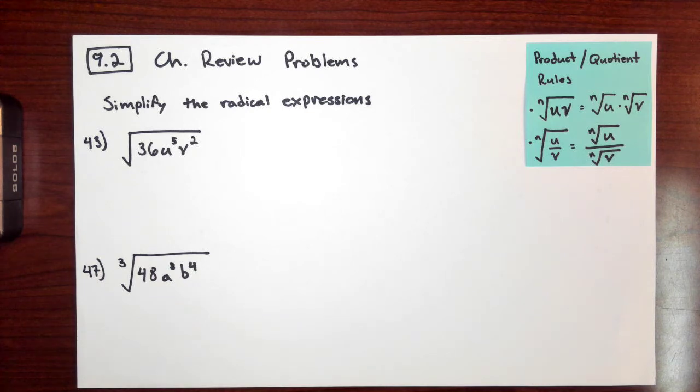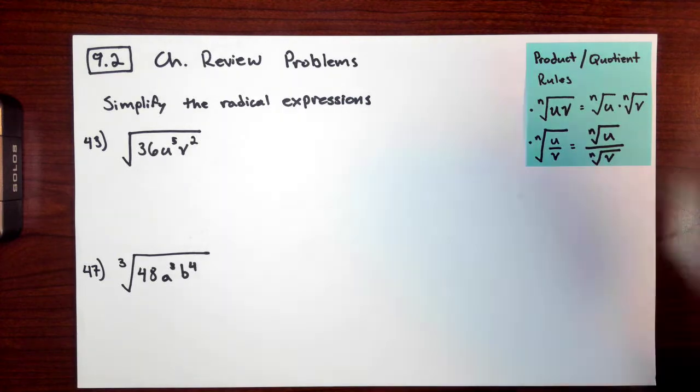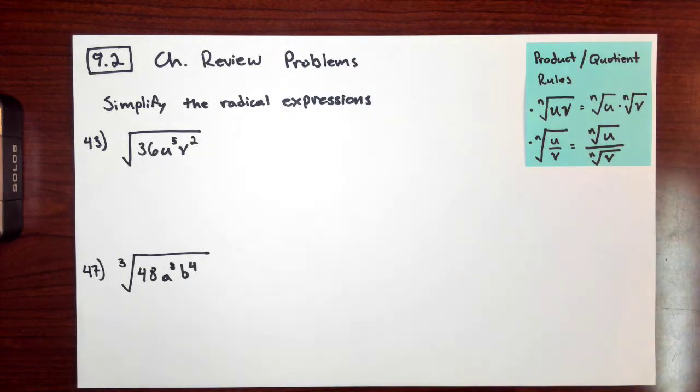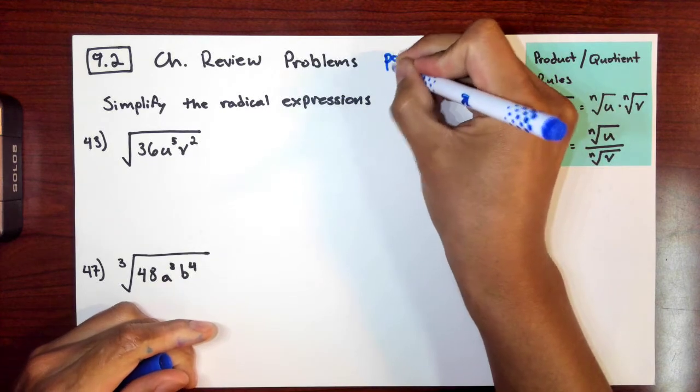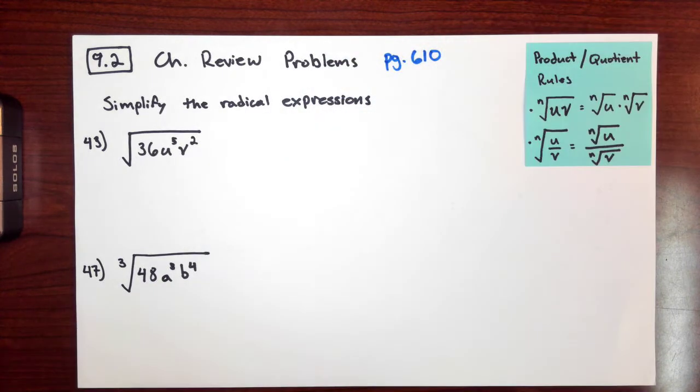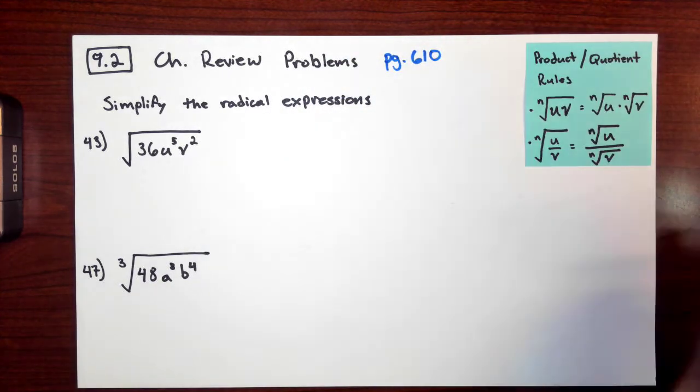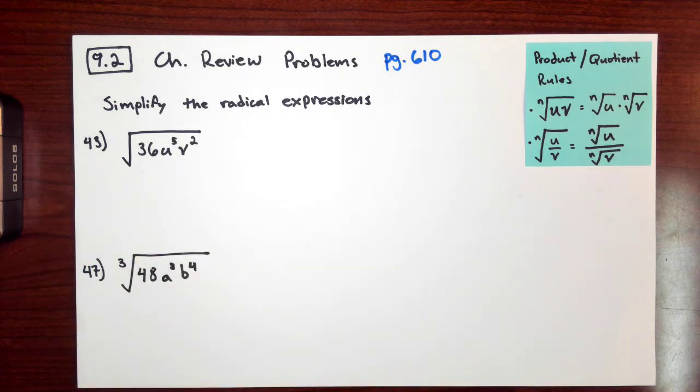Alright, so we're going to start with 9.2 now. We're going to do the same thing, some chapter review problems. These chapter review problems will also be on page 610. So go ahead and work on these problems. We're doing number 43 and number 47.